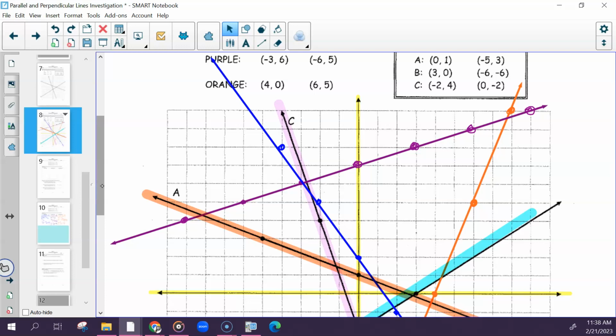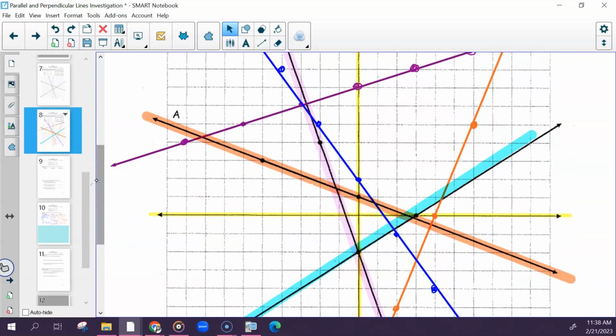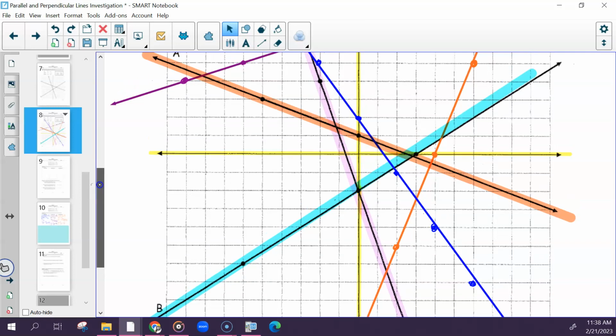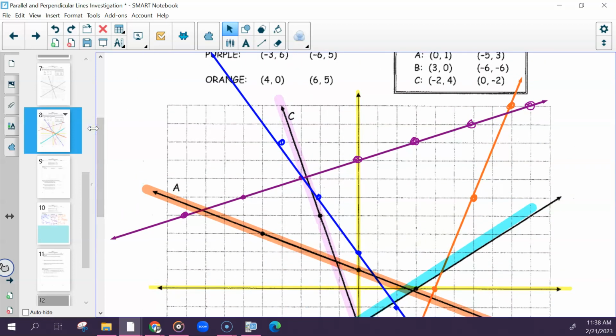doesn't really do that with C, because it's not really making a T. It's not really doing that with A, because that's not really a T. So it has to be doing that with B. There it makes like that T. So the blue line and B would be perpendicular. What other 2 lines would be perpendicular? Or what is perpendicular to C? What makes that T?